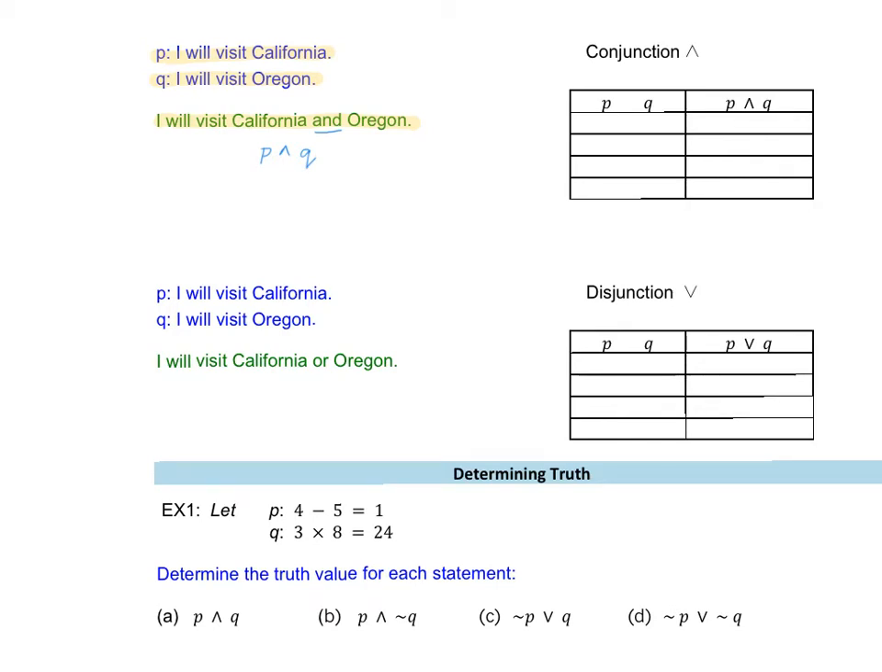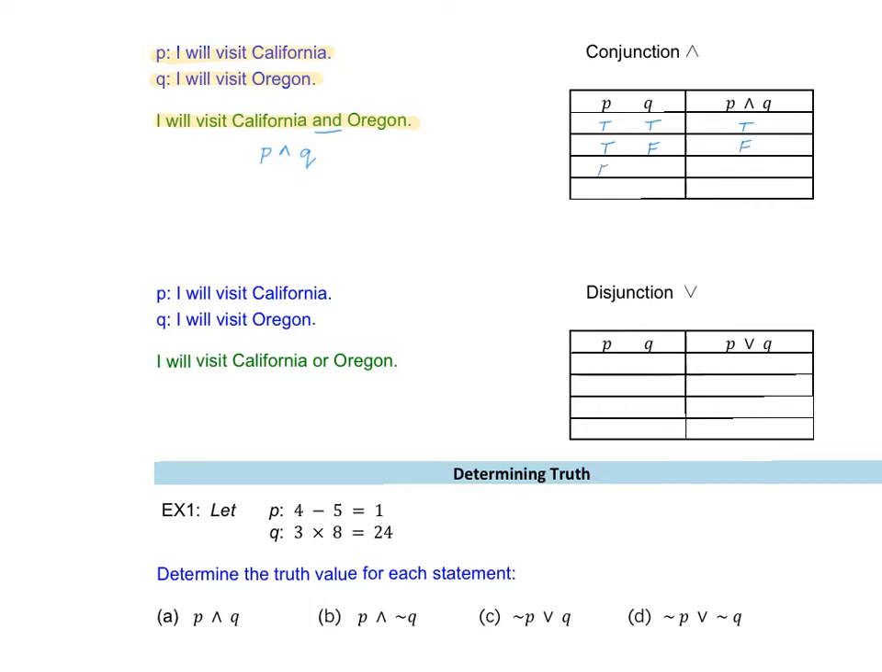So I need to look at all the possibilities for both P and Q. In the first row, it could be possible that P is true, Q is true. So let's think about it. Let's say I'm going to visit California and I'm also going to visit Oregon. So when I look at the compound statement, I will visit California and Oregon, that is true. But what if I have a true, false? And here again, I'm working along the rows of my table. Let's say it's true that I will visit California, but I'm not going to visit Oregon. So the statement, I will visit California and Oregon, is false.